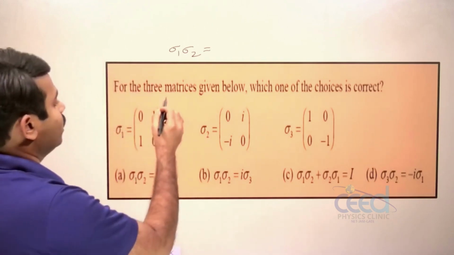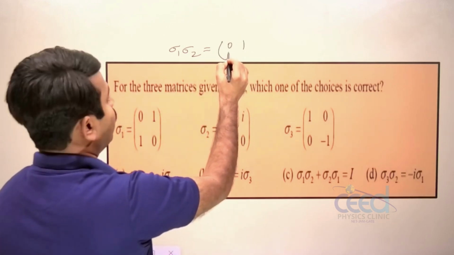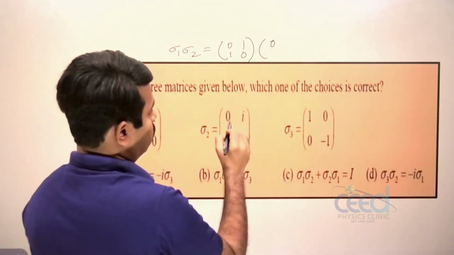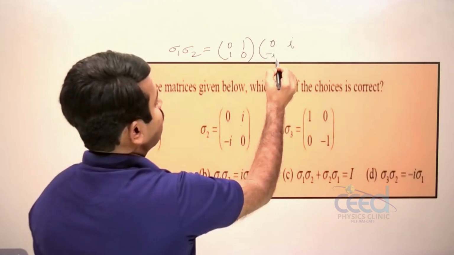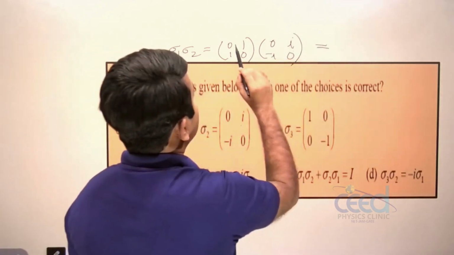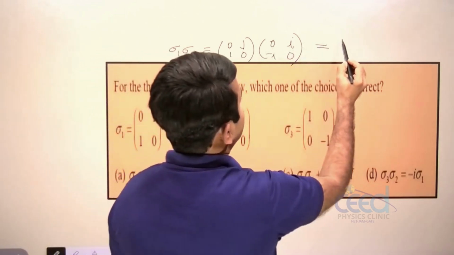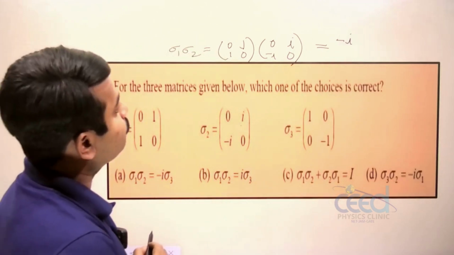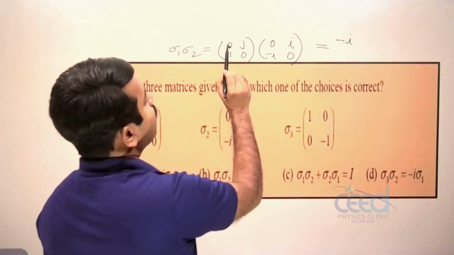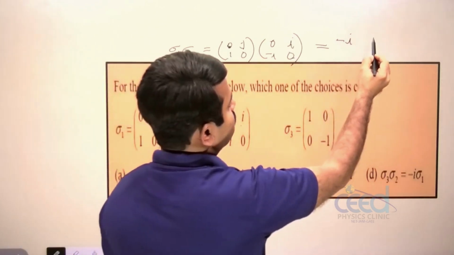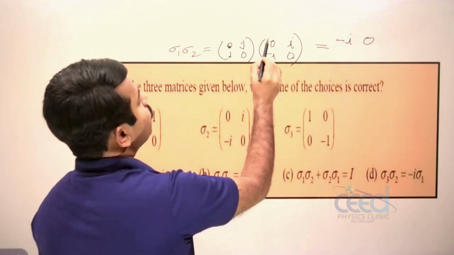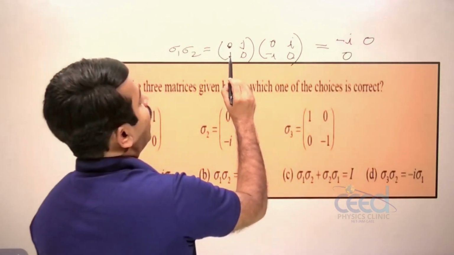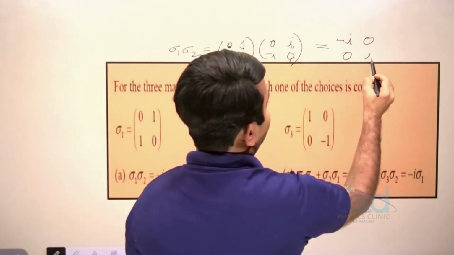So sigma 1, sigma 2 what? Here 0, 1, here 1, 0. And what is sigma 2? That means 0, i, minus i, 0. Then sigma 1, sigma 2 is 0, minus i, and then minus i comes. Now here 0, 0, that means this 0 comes. Now 0, 0, then this also 0 comes. Now this one is i, 0, that means i only.